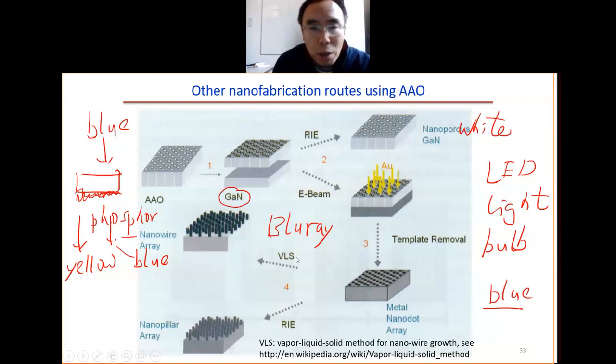Or you can do this VLS process. This is the vapor liquid solid method for nanowire growth. VLS, vapor liquid solid. We use gold as the catalyst to grow material like silicon. So I will show you what the VLS is.